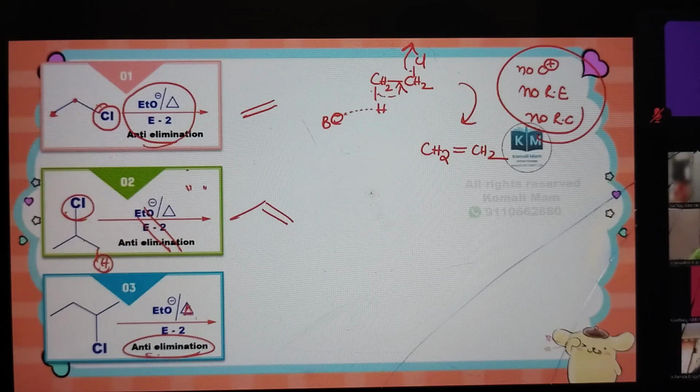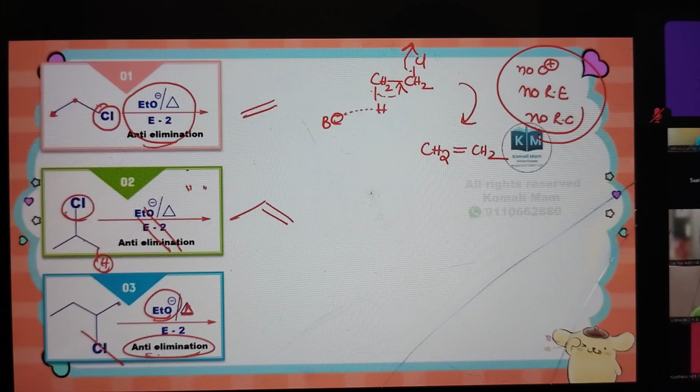This delta symbol stands for heating. Ethoxide, when you are heating, ethoxide is a strong base. So what will happen? Remove one chlorine, remove one hydrogen.